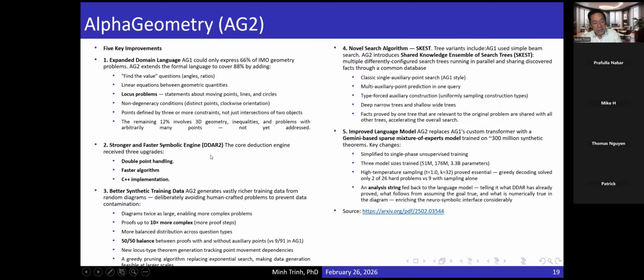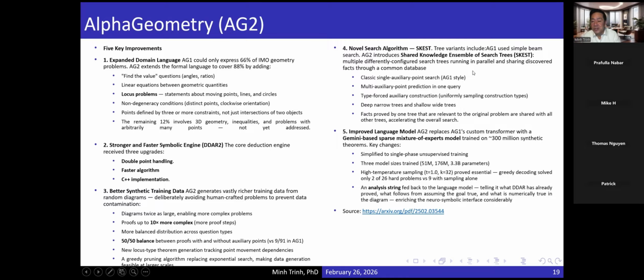They had a stronger DDAR system called DDAR2, with faster algorithms. It was written in C++; the other one was written in C, I believe. More training data, and more complex proofs. A better search algorithm. Before, AG1, the first AlphaGeometry, just used the top 10 solutions and tried to select the best 10 on a single tree, what they call beam search.